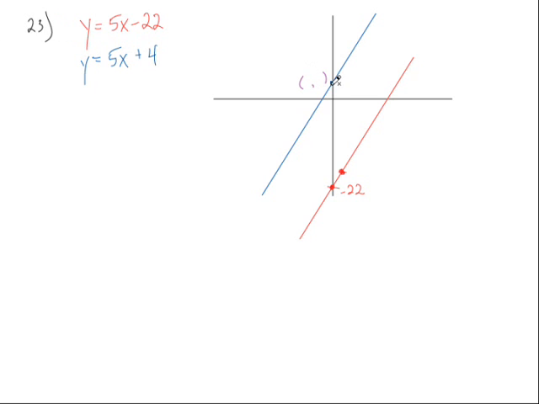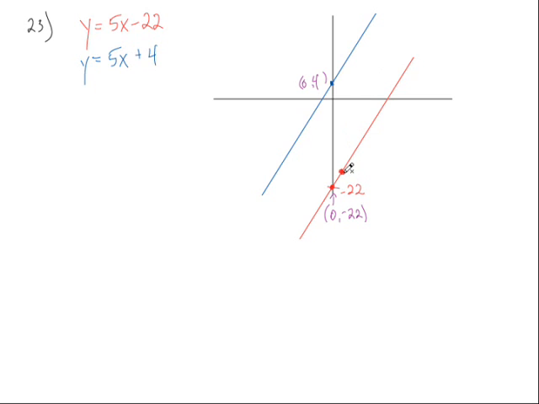What is this point right here, this y-intercept? Come on, how did I get that point? Let's think. Right, it's at 4. I got it because the y-intercept was 4, so it's 0, 4. Sorry I'm writing so small. I didn't leave myself much room. But that's 0, 4 right there, okay? This point right here would be what? 0, negative 22. All right, that's that point right there.